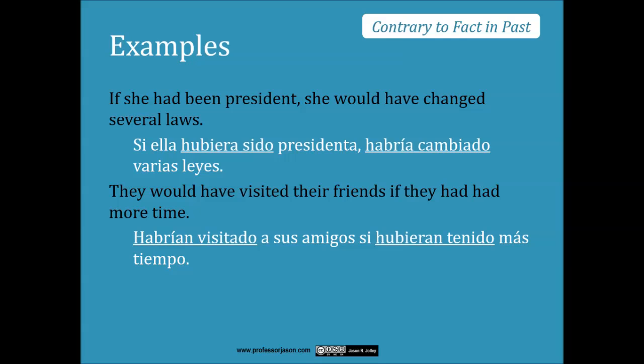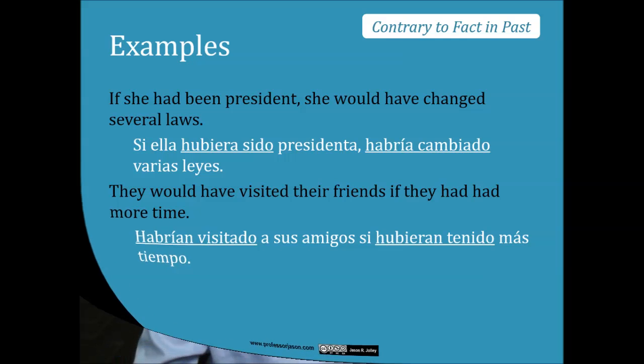So again, what we have here is the pluperfect subjunctive in the if clause, si ella hubiera sido presidente, and then the conditional perfect would have changed, habría cambiado varias leyes.